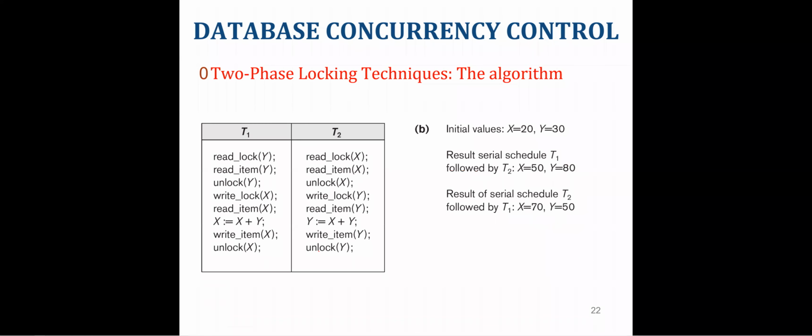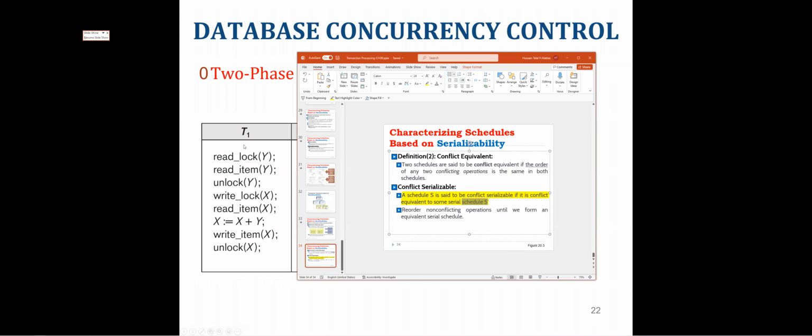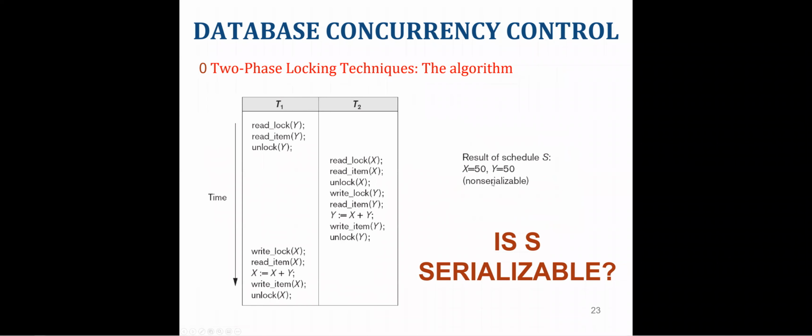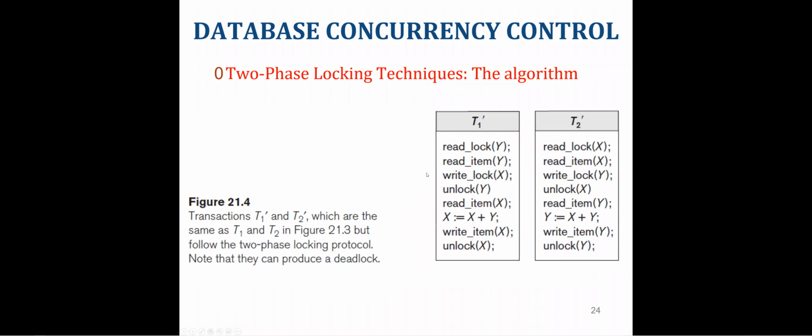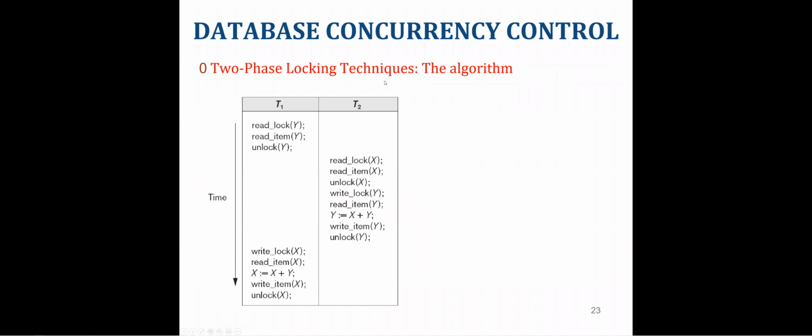قلنا نسميه serializable اذا كان يعطيني، موجوده عندي بالسلايد الماضي شرحناها سابقا. A schedule is said to be conflict serializable if it's conflict equivalent to some serial schedule. هو الان ما يشابه ولا واحده من اللي ذكرناها. طيب لو طبقنا عليه يا شباب التو فيز لوكينج تكنيكس، هل ممكن يكون serializable؟ احنا قلنا انه لو طبقنا على اي شغله two-phase locking techniques it will be guaranteed to be serializable.